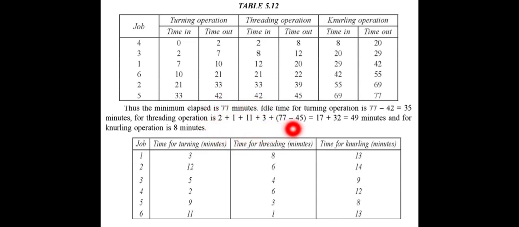So it is 77 minus 45, 32 minutes is added to this. And for knurling operation it is 8 minutes. So that is nothing but up to these 2 jobs are completed, it was idle. So that is what is written.